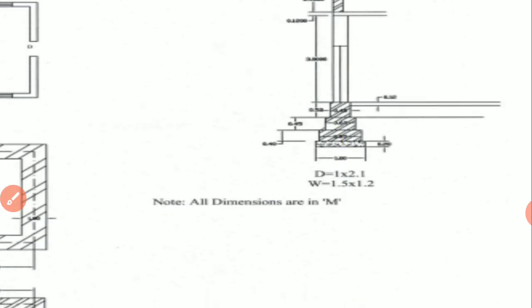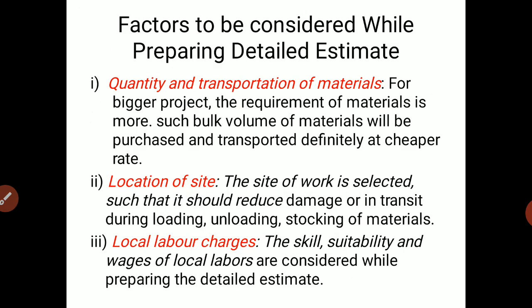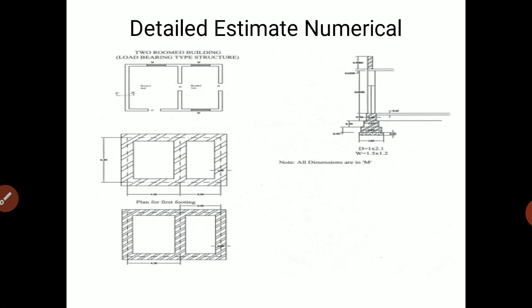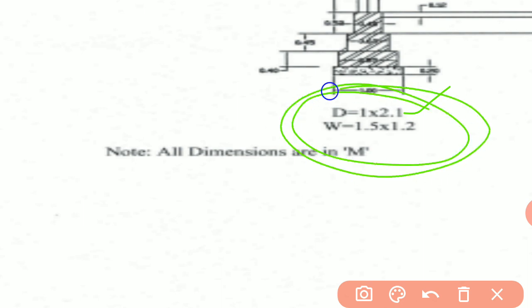Here dimensions of doors and windows are mentioned. That is, door dimension is 1 by 2.1. So standard height of door is 2.1 and standard width is 1 meter or 1.5 meter for the main door, and window width is 1.5 and height is 1.2. These dimensions are given in the question, so you have to be vigilant about what dimensions are given in the section plan.